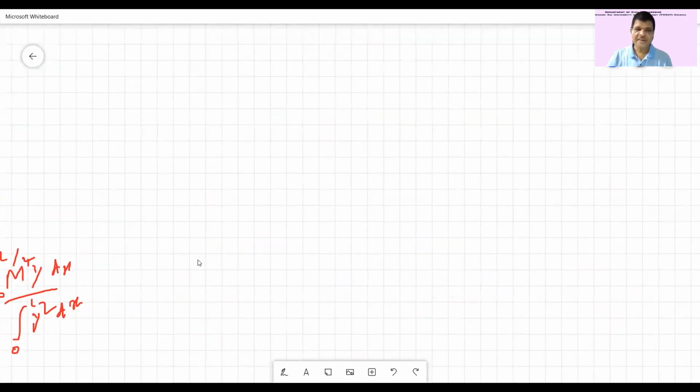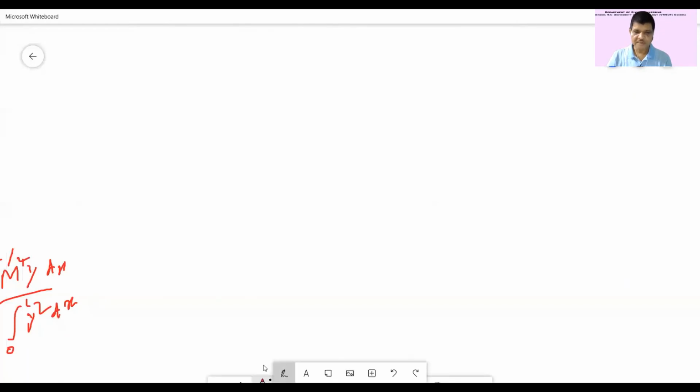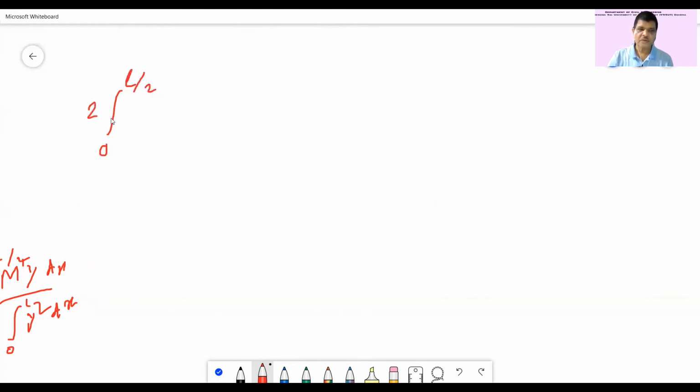So how to find the integration? Let us come to the integration part. Now we find the bending moment. What is our objective? To find the integral from 0 to L by 2 of 2 into M dash into y into dx. This is our objective.